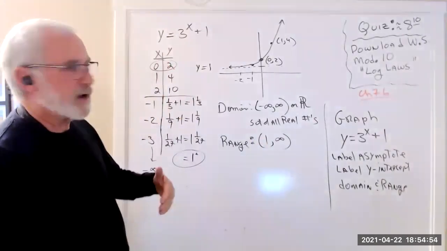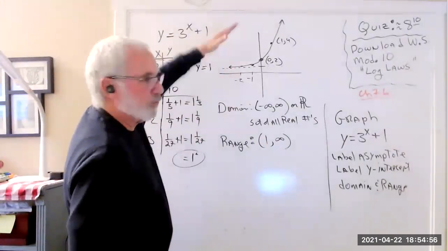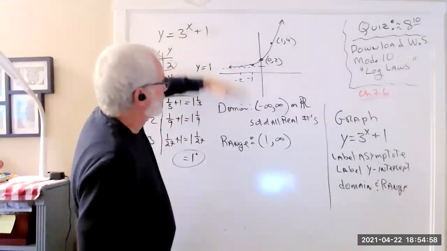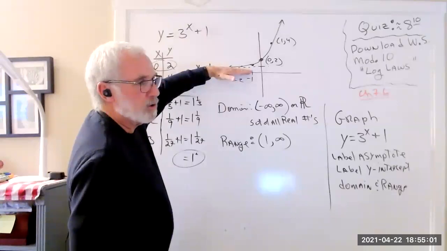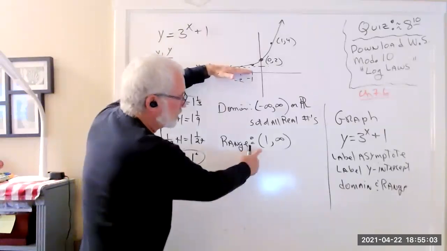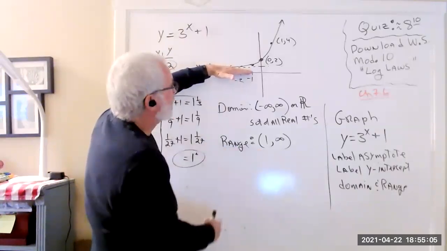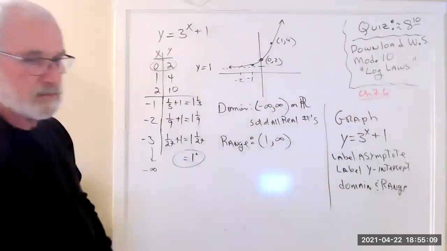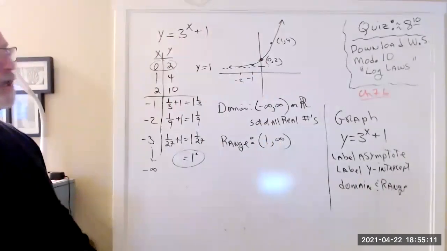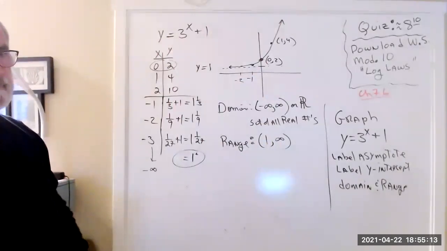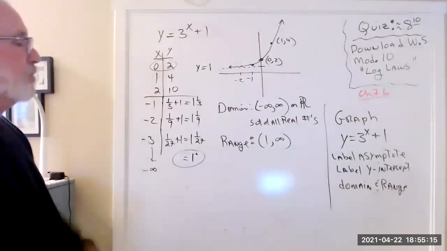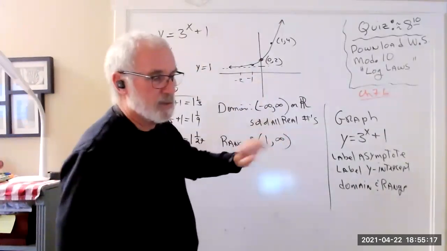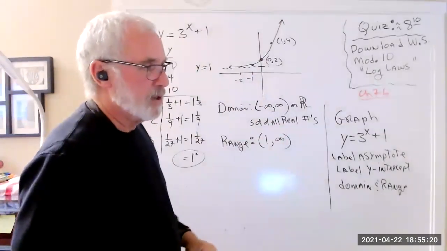The y values, which are the up and down y values, they start at 1, but don't touch 1. That's why the parenthesis. And then they just keep going up. That's why the infinity. Is that okay with everybody? Yes. Okay. Last one on this problem. I'll pause it while you guys think about it.